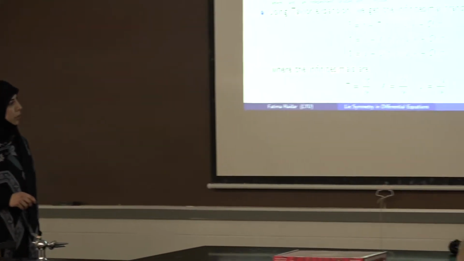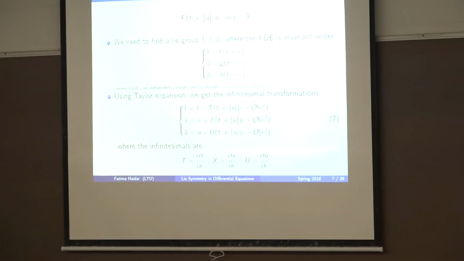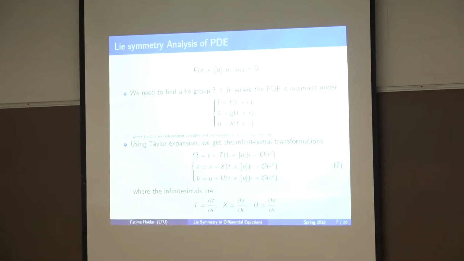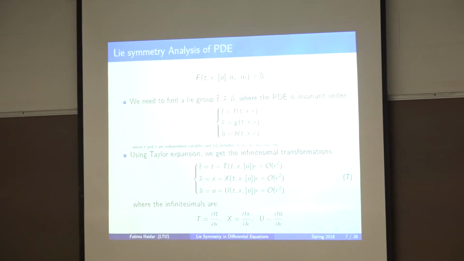Then we're going to expand again here. Same as in the ODE, we're going to Taylor expand t bar, x bar, u bar. We're going to expand just to first order, and the derivative is going to be at the origin, where the infinitesimals are t, x, and u.